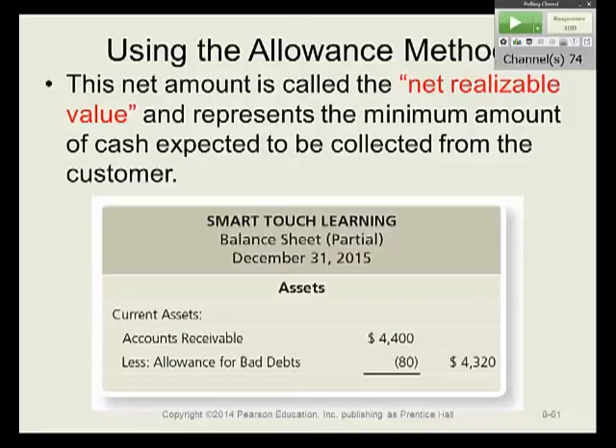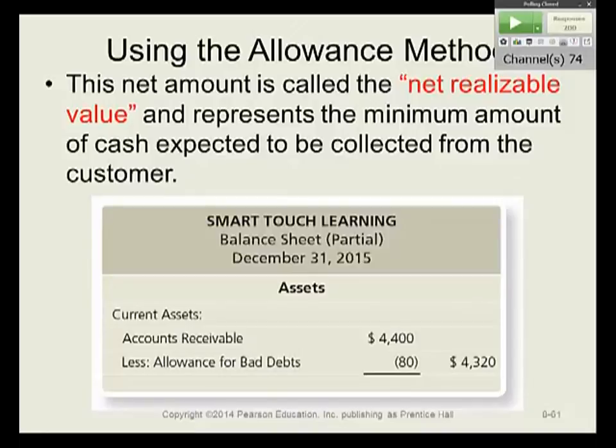So again, his question is, what if it's incorrect? If this is too much, next year's allowance will be less. We'll just reduce the amount. Instead of 80 or whatever the percentage is going to be, we'll make it a smaller number. If it's too little, we'll add to it.